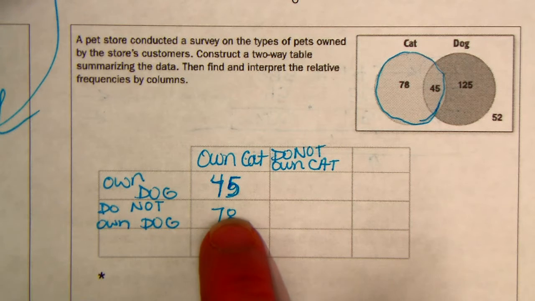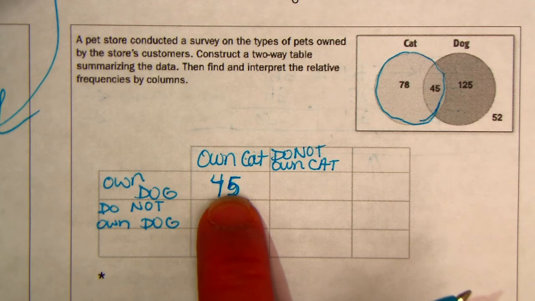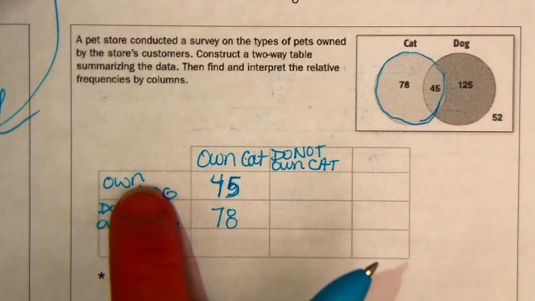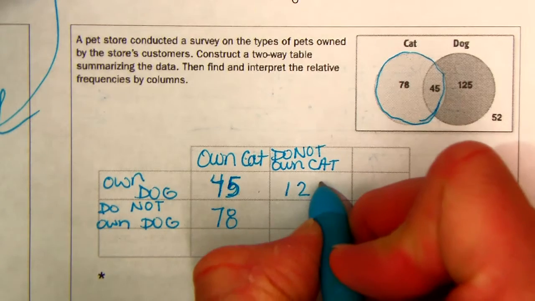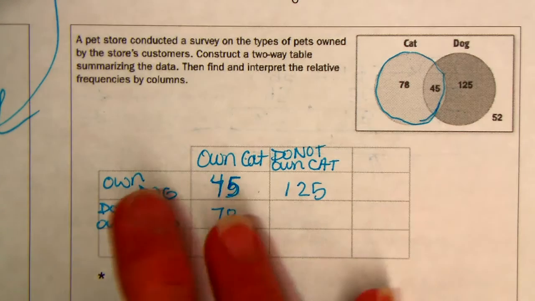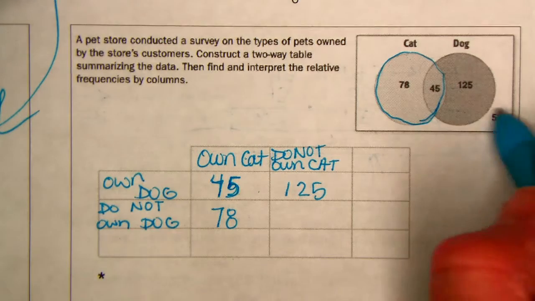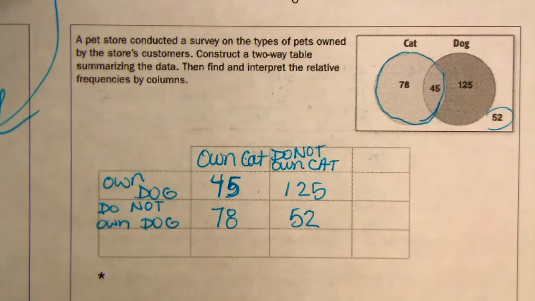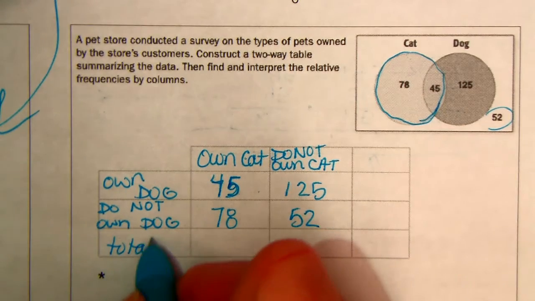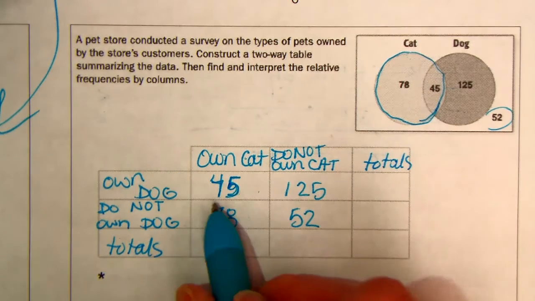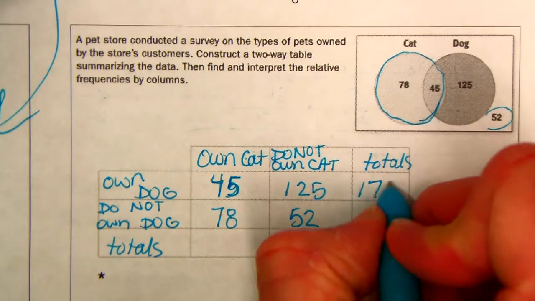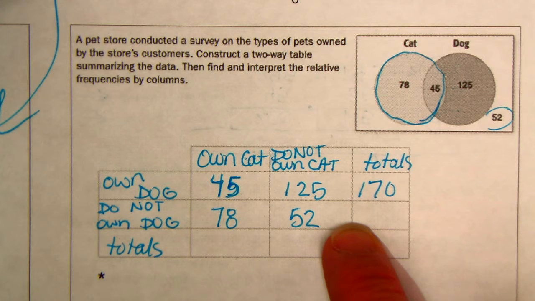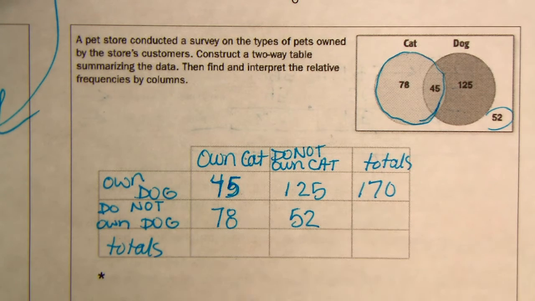So take a look at this. How about the ones that own a dog but do not own a cat? My kind of people, just kidding, 125. And then the people who don't own either, that's this outside one, that's 52. Okay, so our totals would be, adding them up by the row, all of the people who own dogs would be 170. This one would be 130, I think. Just double check my math here. 52, yep, 130 for a total of 300.